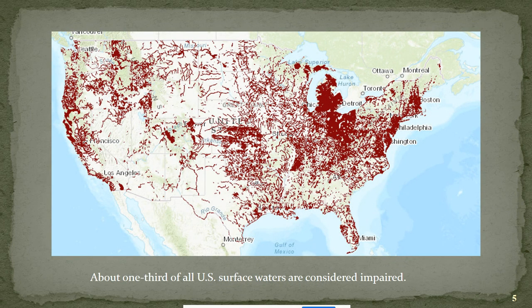The Clean Water Act requires states to develop lists of impaired waters that are too polluted or degraded to meet water quality standards, and really about 1/3 of all U.S. surface waters are considered impaired. So all the red on this map here is going to show you the surface waters that are considered impaired because they're too polluted.